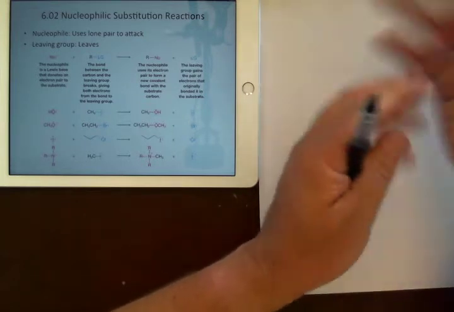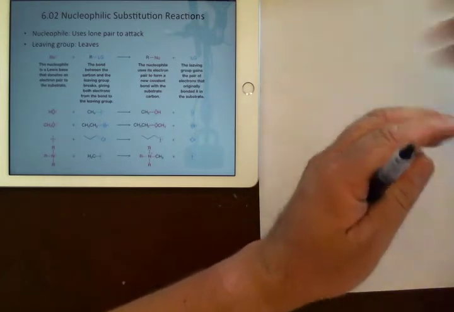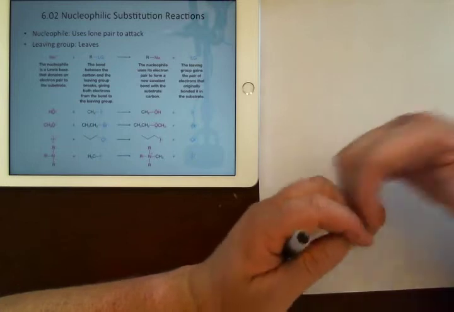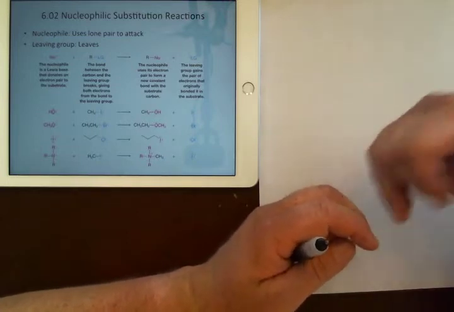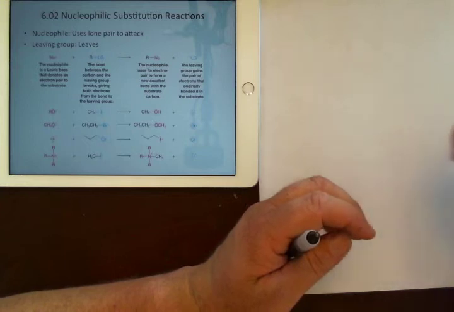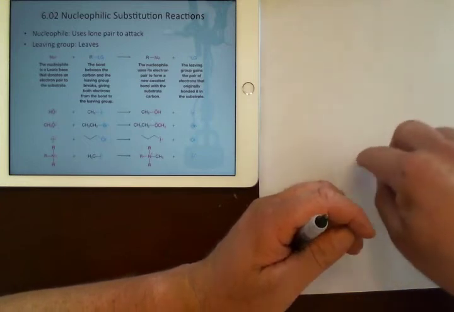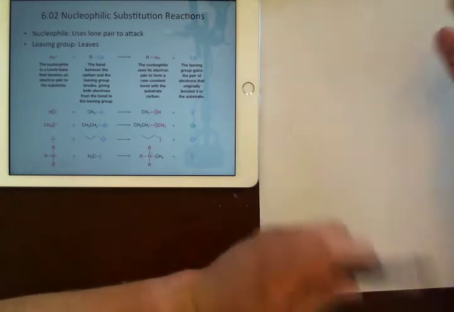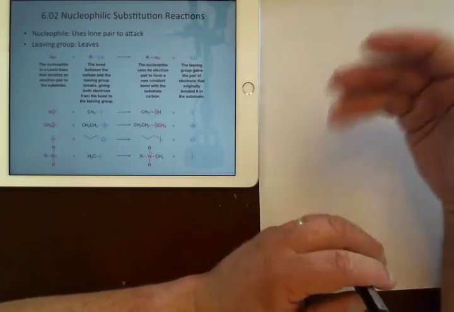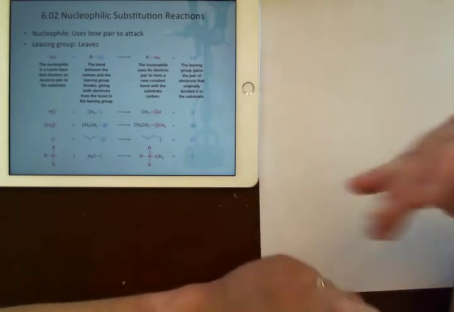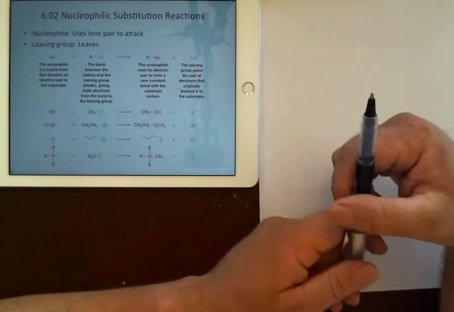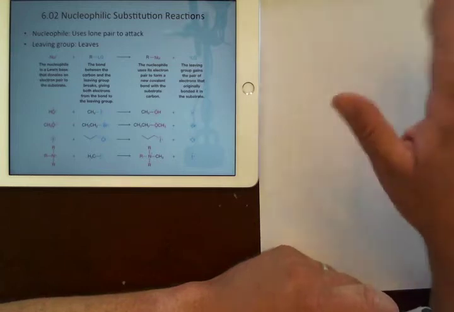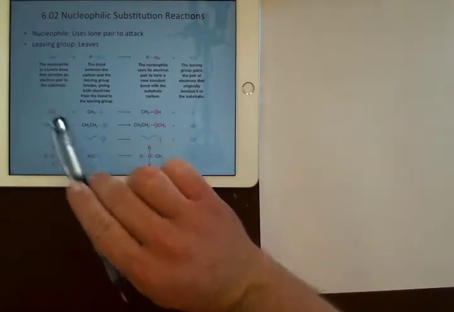The leaving group does exactly what we say: it leaves. Usually it's going to take electrons with it, because the carbon can't have more than four bonds. It's going to need to break a bond, and usually it pushes the two electrons in that bond onto the leaving group to have it go away. The electrophile is the part that has the positive charge, and it also has the leaving group, with the partial positive of the polar covalent bond of the carbon halide.